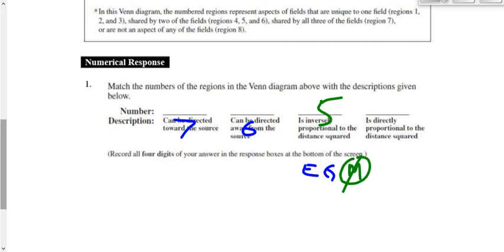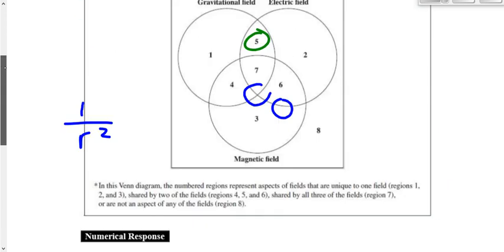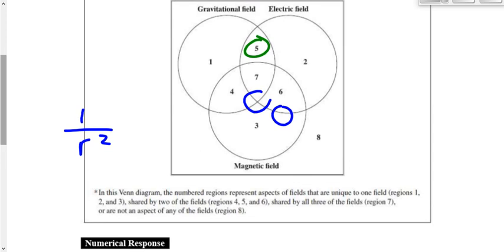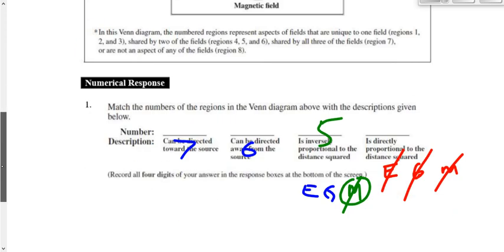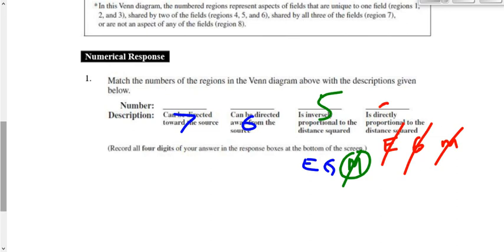Now, what about is directly proportional to the distance squared? Well, electricity can't be, because it's proportional to the inverse of the distance squared. Same with gravity. And magnetism? Well, we haven't learned that magnetism is directly proportional to the distance squared, so it's not going to be the answer either. Again, in the absence of having learned anything about it, it's not the answer. So we're going to say that none of these are proportional to the distance squared, which means that option 8 is the one that we fill in there. So our answer for this is 7, 6, 5, 8.